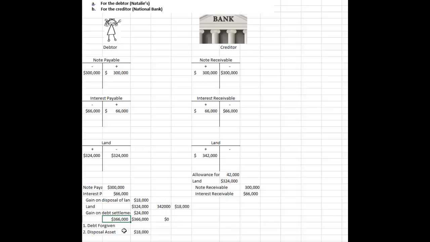Make sure you have a good understanding of, if we're the debtor, we break it into two parts, and how those calculations work. The gain or loss on sale or disposal of the land is the difference between the book value, what's in our books, and the fair market value, and then the gain or loss on debt settlement is the difference between the carrying value of the debt and the fair market value of whatever we're giving up in exchange.